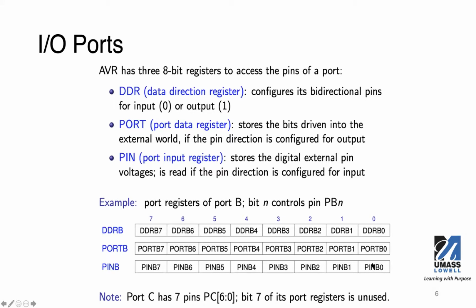So if I read a 0 here, does that mean I have a high voltage VDD or a 0 volt? If I read a 0 from this bit, what will be the voltage that's connected to that PB0 pin? 0 volts? Yeah, that will be a 0 volt, because the value that I read indicates the external value applied to that pin.